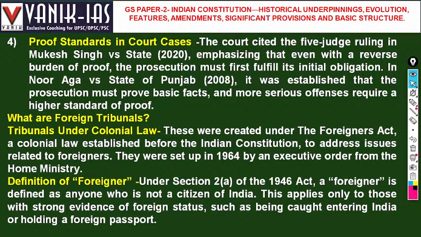Proof standards in court: the court cited the 5-judge ruling in Mukesh Singh versus State in 2020, emphasizing that even with a reverse burden of proof, the prosecution must first fulfill its initial obligation. In Noor Aga versus State of Punjab, it was established that the prosecution must prove the basic facts, and more serious offences require a higher standard of proof.